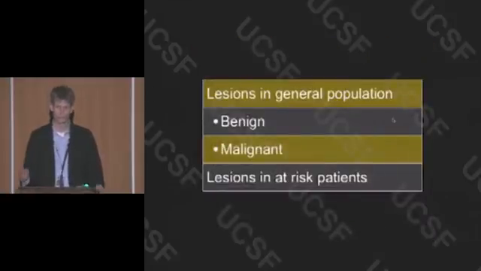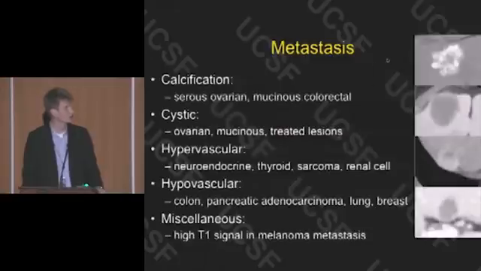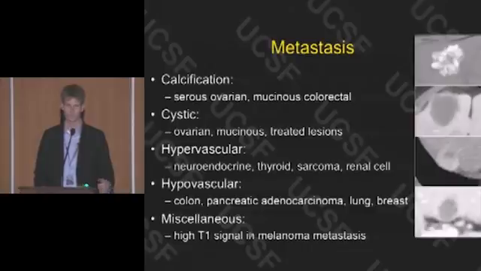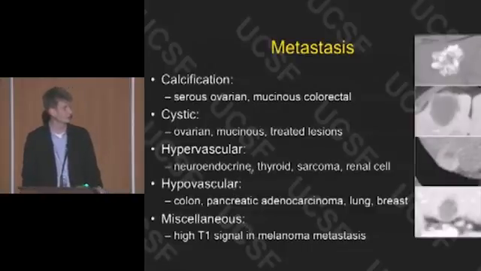So now let's go on to malignant lesions in the liver. So malignant lesions, metastases, I think you're all familiar with metastases. You can have calcifications in the met here, like this patient with mucinous colorectal metastases. You have cystic lesions, hypervascular mets like with neuroendocrine tumor, renal cell carcinoma. Classically, obviously, the hypovascular mets from breast cancer, colon cancer, and then you can also have T1 bright mets from melanoma and other miscellaneous metastases.